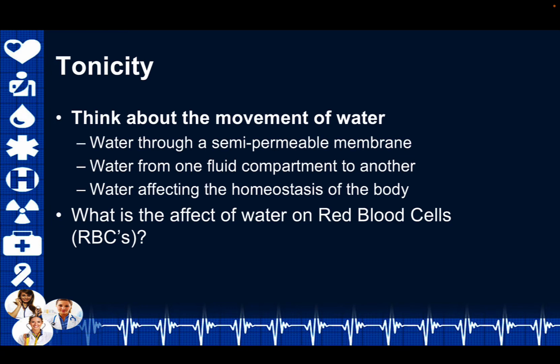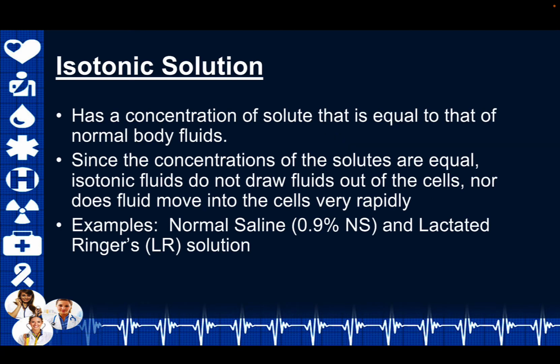We also want to think about what's the effect of water on a red blood cell, and that's one of the things we'll describe in this quick video. So let's remember that isotonic solution has a concentration of solute, or the stuff that's in the water, that's equal to that of normal body fluids, and we would consider that essentially blood, or specifically the water part of blood, plasma. Since the concentration of the solutes are basically equal when we're comparing these, isotonic fluids are going to have the same concentration as plasma or blood.